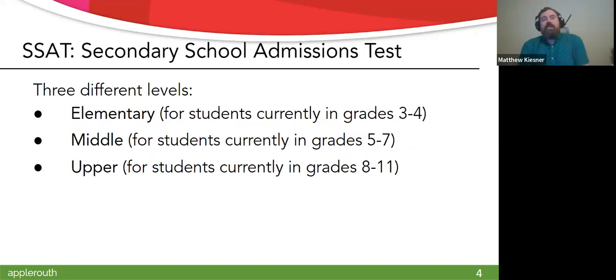So we'll talk about the SSAT first. There are 3 levels to the SSAT. There's the elementary level, with actually a 3rd and 4th grade test that are a little bit different. There's the middle level, which is for students currently in 5th through 7th, so that would be applying for middle school, 6th, 7th, 8th. And then there's the upper level, which is for students currently in grades 8 through 11, and that's going to be admissions for high school, so admissions through 9th, 10th, 11th, 12th grade. Most people who take the upper level test are in 8th grade because they're in a terminating middle school.